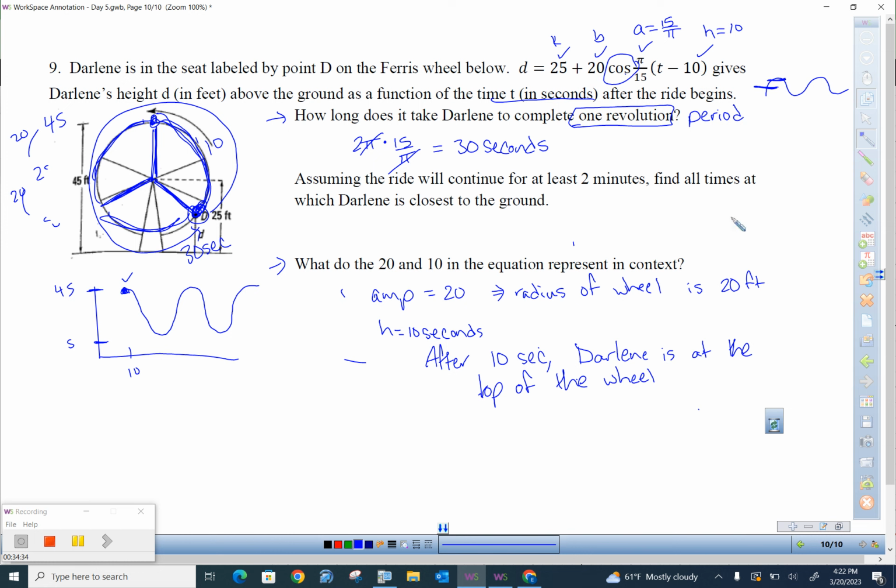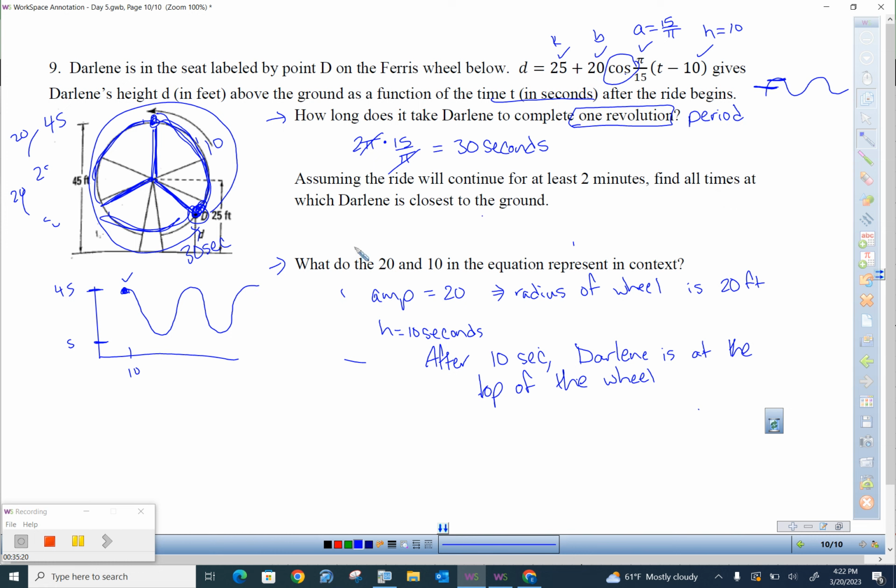So h is either going to tell you the seconds later that the maximum occurs if we're dealing with cosines, or the amount of time later it occurs where the midline is for sine. Okay, so it's all about those parent functions. Okay. Now, last question, it says, assuming the ride will continue for at least 2 minutes. Okay, so that means we're going multiple laps, 30, 30, 30, 30. Find all times at which Darlene is the closest to the ground.